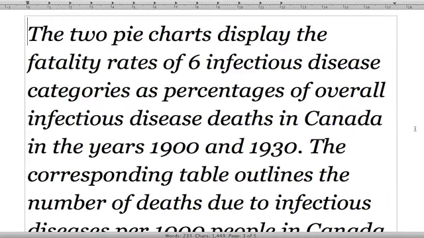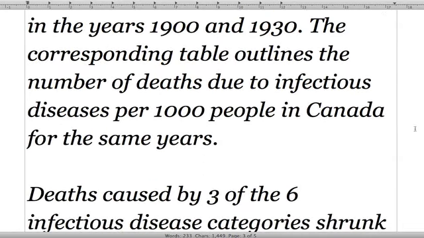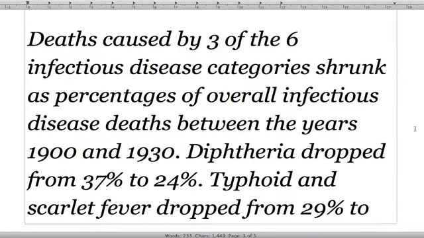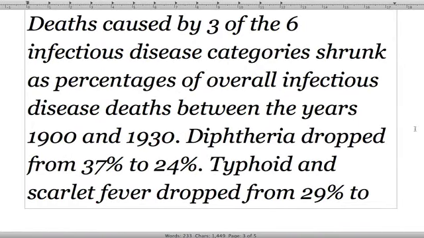Two pie charts display the fatality rates of 6 infectious disease categories as percentages of overall infectious disease deaths in Canada in the years 1900 and 1930. The corresponding table outlines the number of deaths due to infectious diseases per 1,000 people in Canada for the same years. Deaths caused by 3 of the 6 infectious disease categories shrunk as percentages of overall infectious disease deaths between the years 1900 and 1930.